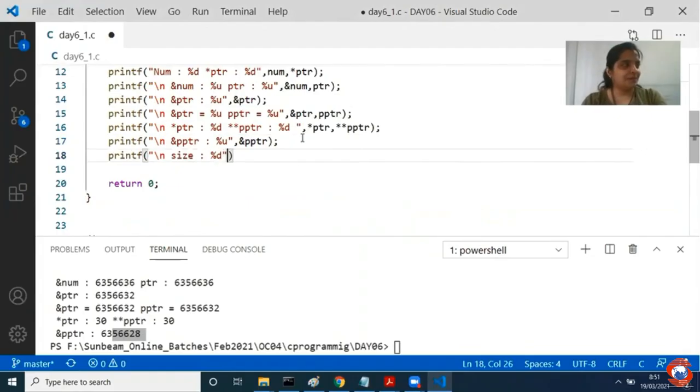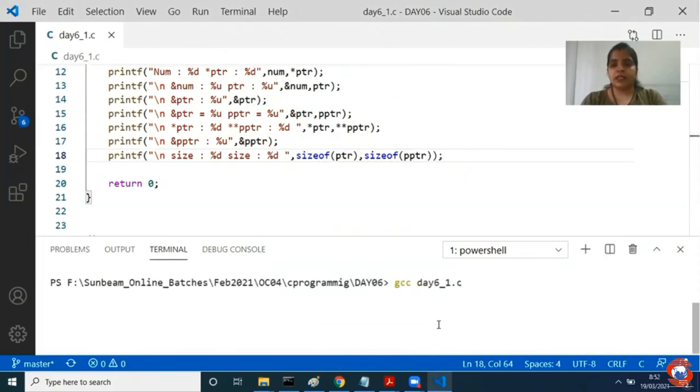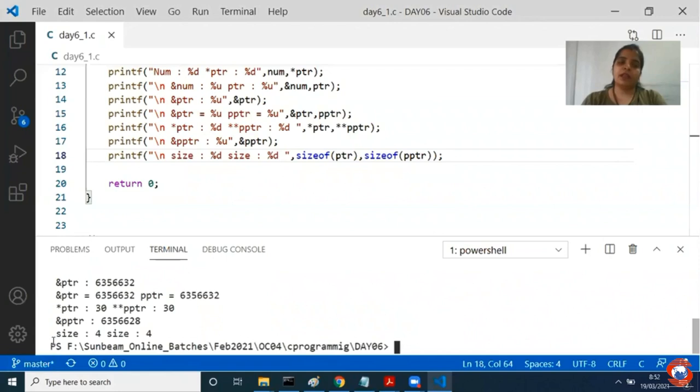size in %d, size of PTR. Next, I'm again printing size in %d and I'll write size of PPTR. Both will come as 4 bytes. The reason is ultimately its capacity is to store the address. So am I getting size is equal to 4? Yes, I am.